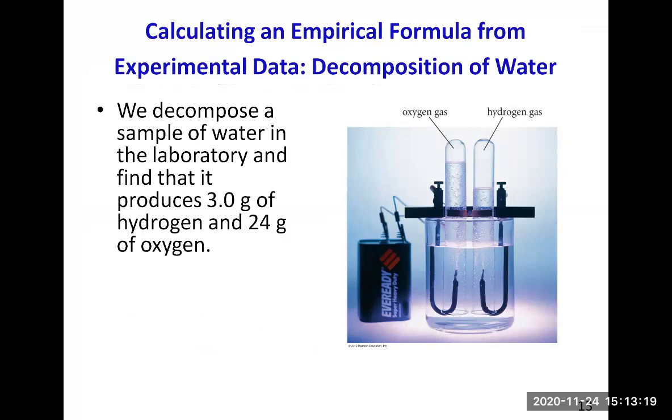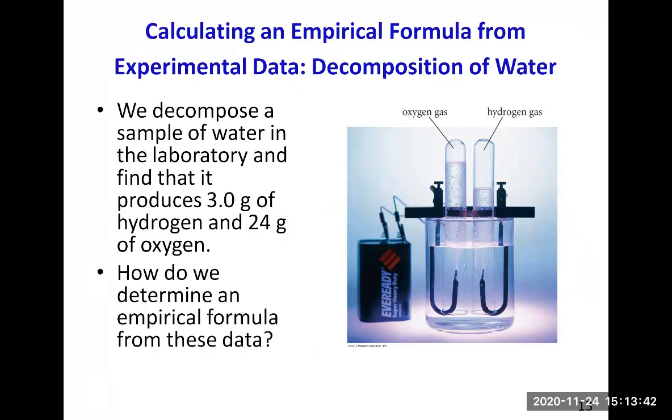So we can find the empirical formula from experimental data. Let's say you're doing an experiment like a decomposition of water. If we decompose a sample of water in the laboratory and find that it produces 3 grams of hydrogen and 24 grams of oxygen, can we retrieve the empirical formula? How do we determine it from these data? So you see that the masses here are not helpful because the mass of each atom is different. So you cannot use that to have proportions.